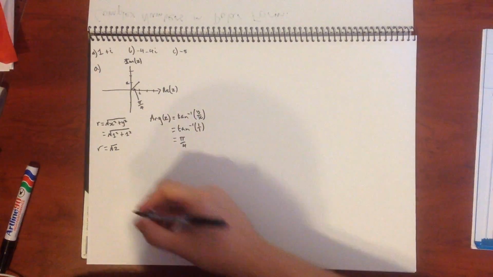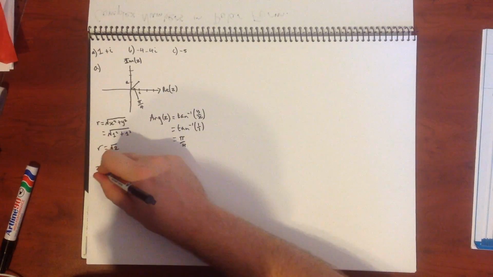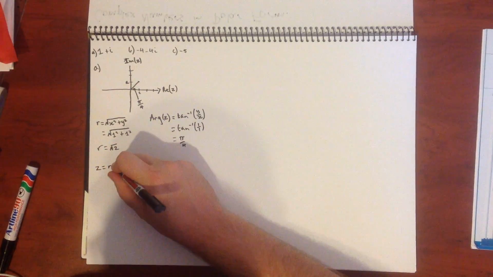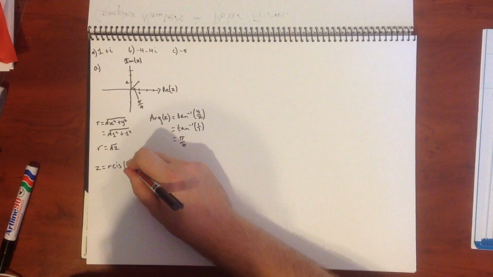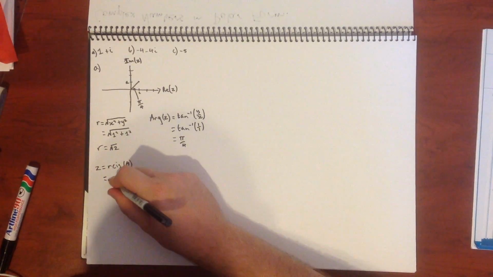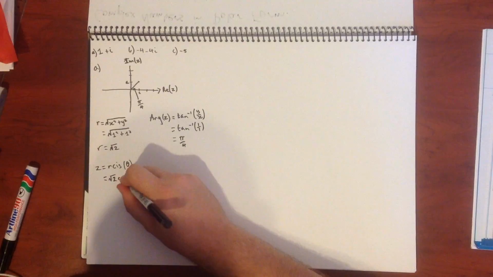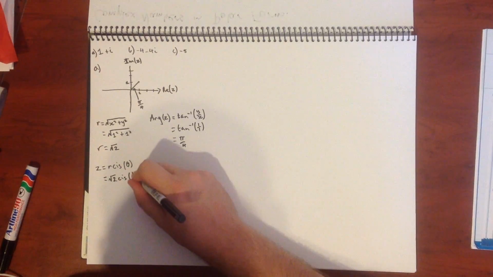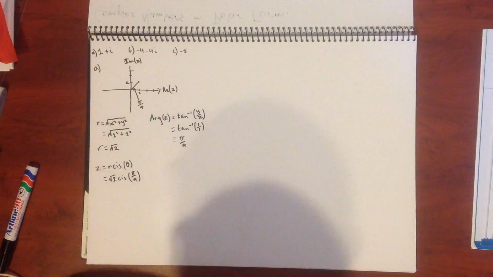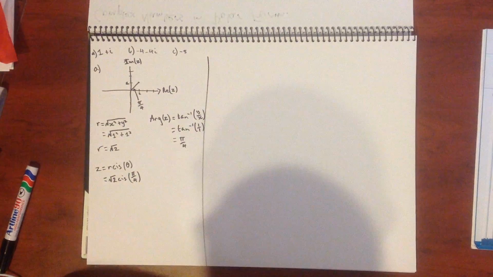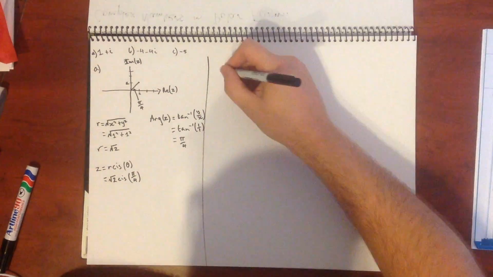So that, putting it together, okay, then we get z equals, remember it's r cis theta. Okay, subbing what we know, r is root 2, cis of pi on 4. Okay, and that's our answer. So we'll have a look at B this time.